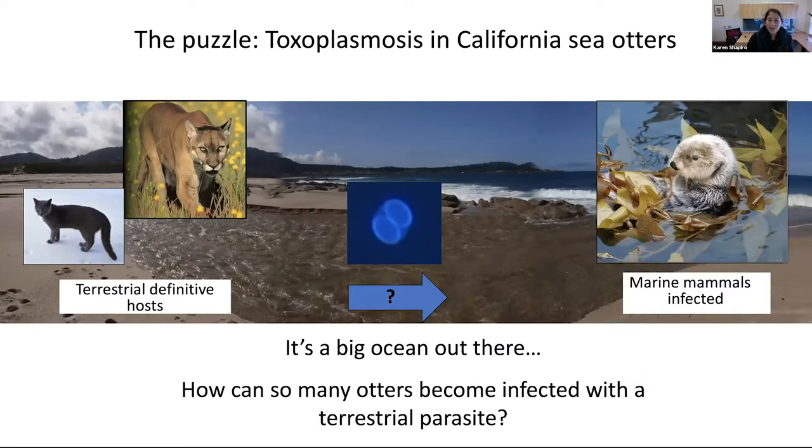And the puzzle that we were facing when I started my research is that we knew that these parasites, these hardy oocysts, come from cats. But then we had a really large proportion of sea otters, around 60% of sea otters in some locations, that are infected with this parasite. And if you think about the fact that this parasite only comes from cats, unlike some other parasites like Giardia that can come from cattle and humans and dogs, it was just strange that so many parasites could enter areas exactly where sea otters live and that so many sea otters are infected.